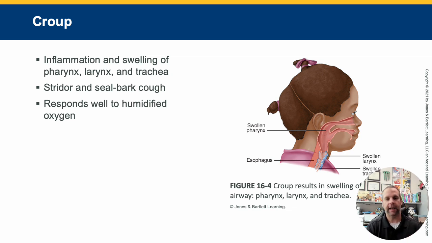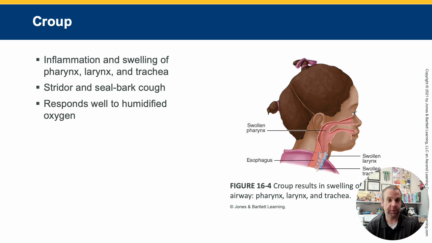trachea. Okay. Now, what really sets croup apart from other respiratory infections is its hallmark symptom of a barking, seal-like cough and stridor, which is a high-pitched sound that's heard during inhalation. Okay. So these signs indicate that the upper airway is narrowing, making it difficult for air to pass through. Because children's airways are already narrow, even mild swelling can result in significant respiratory distress.